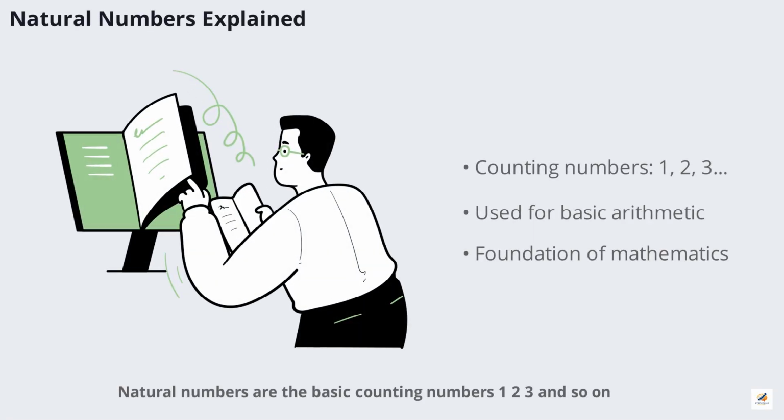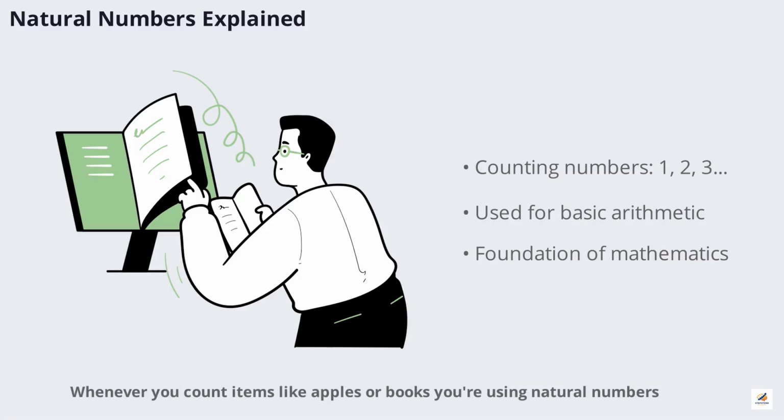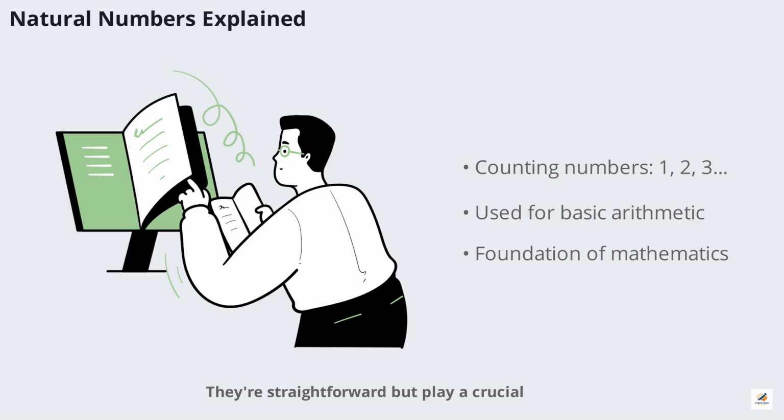Natural numbers are the basic counting numbers, 1, 2, 3, and so on. They're used for counting objects and performing simple arithmetic operations. These numbers are the foundation of mathematics and are often the first type of numbers we learn as children. Natural numbers do not include zero or any negative numbers. Whenever you count items like apples or books, you're using natural numbers. They're straightforward but play a crucial role in building more complex number systems.